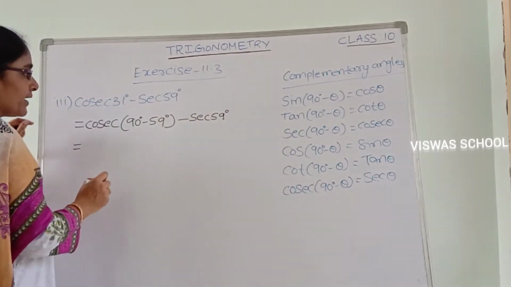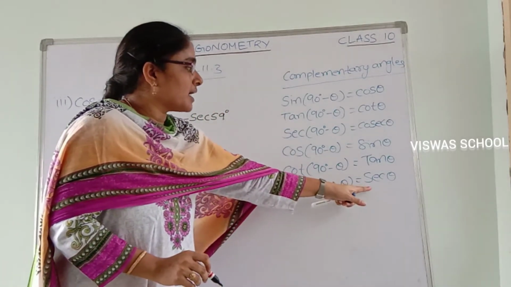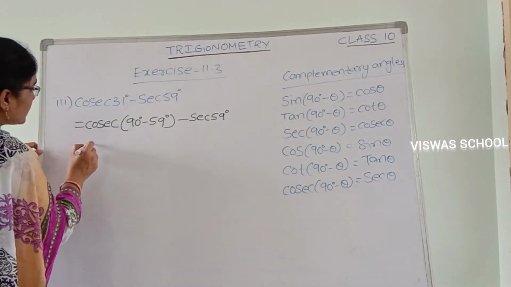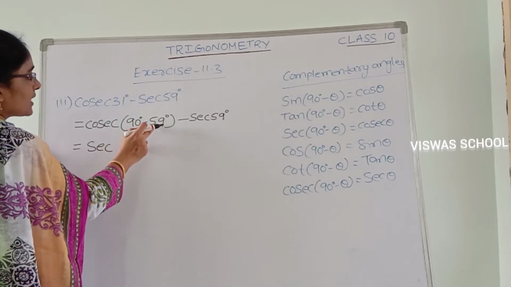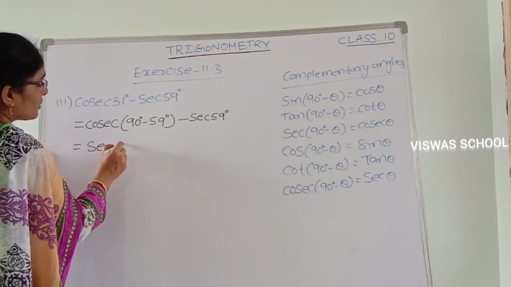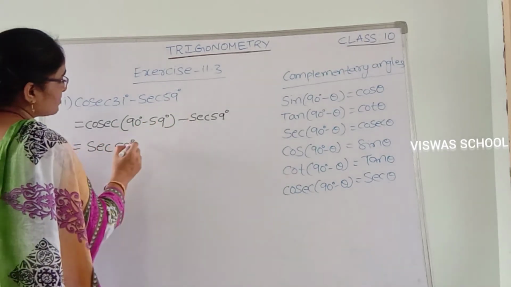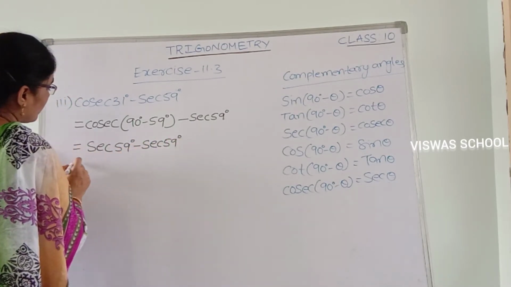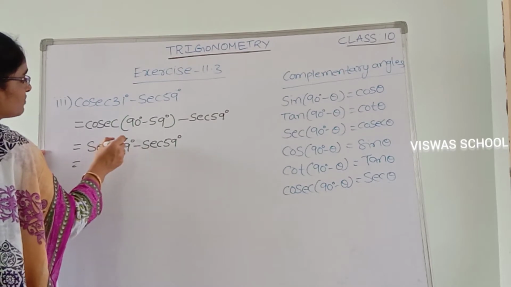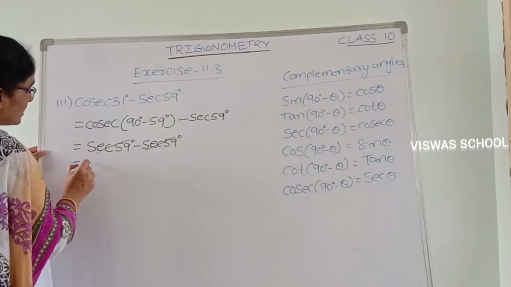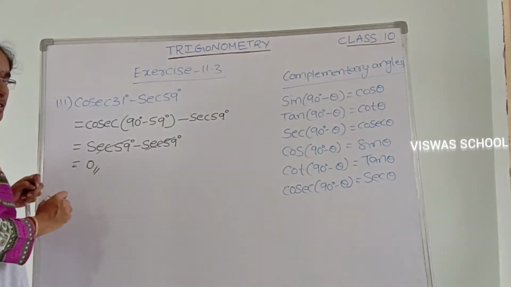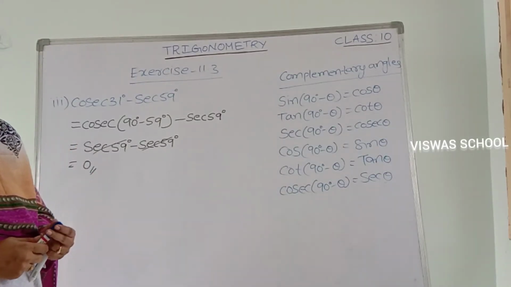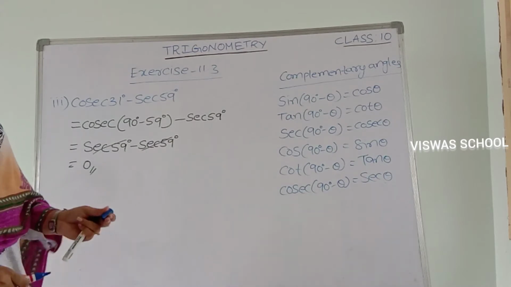Now cosecant of 90 minus theta is equal to what? Sec theta. In theta's place the value is secant 59 degrees, so we have secant 59 degrees minus secant 59 degrees. Here plus secant 59 and minus secant 59 get cancelled. Its value is equal to 0. Do the fourth problem as your practice, and next write the fifth problem.